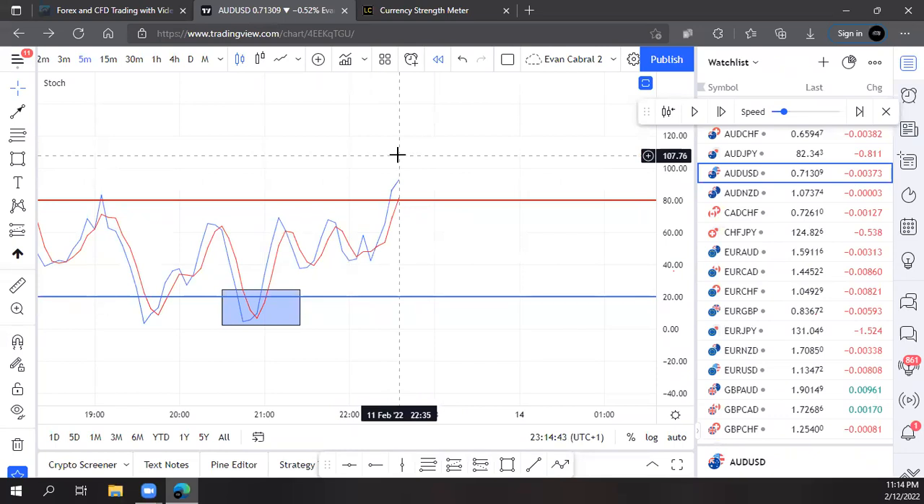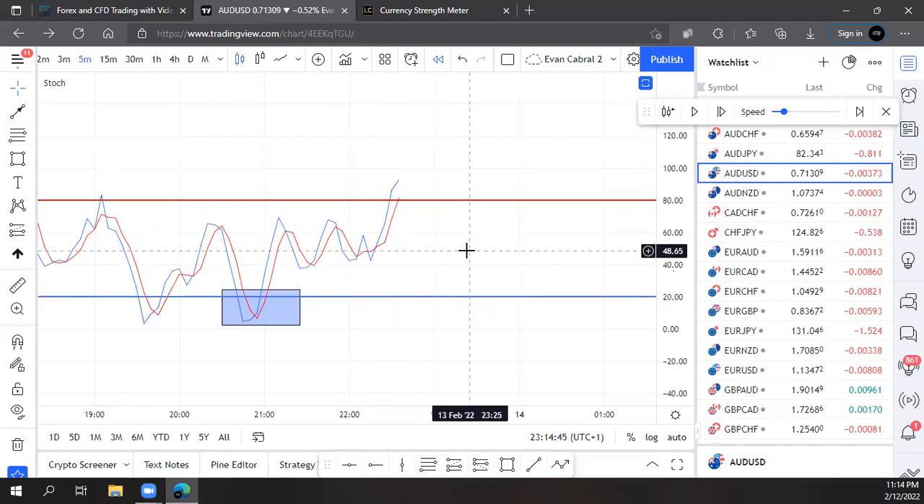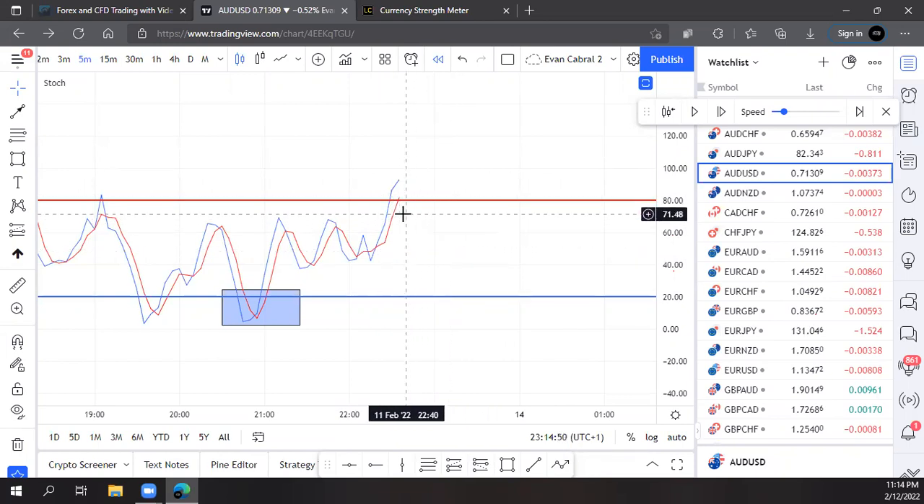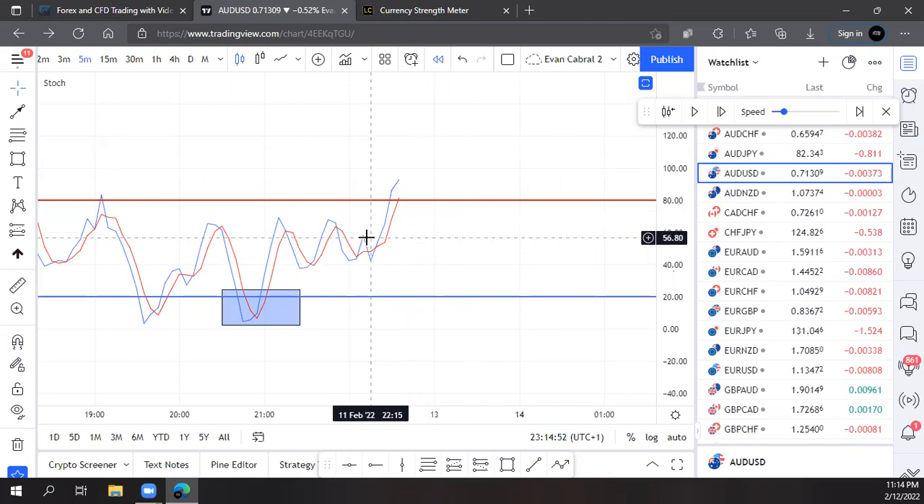Someone says the stochastic is not ready. How do you know it's not ready? The stochastic is at red, right? So why are you saying it's not ready? The stochastic is at red.